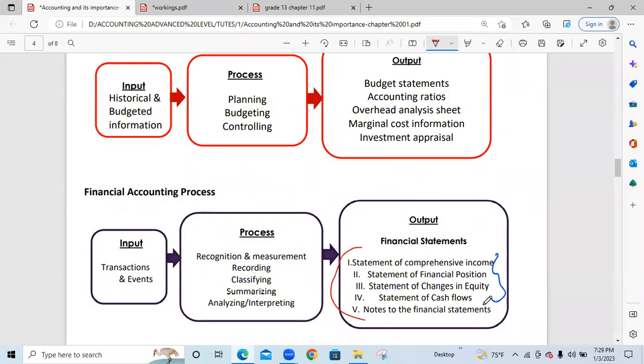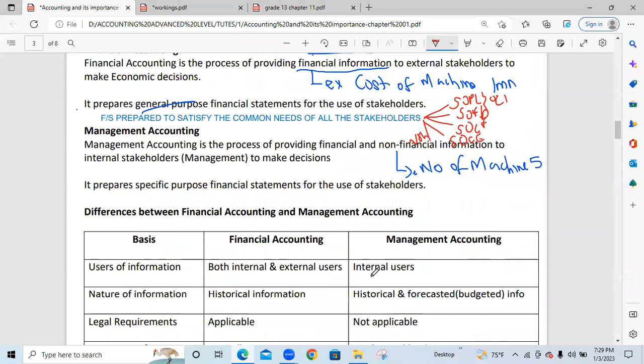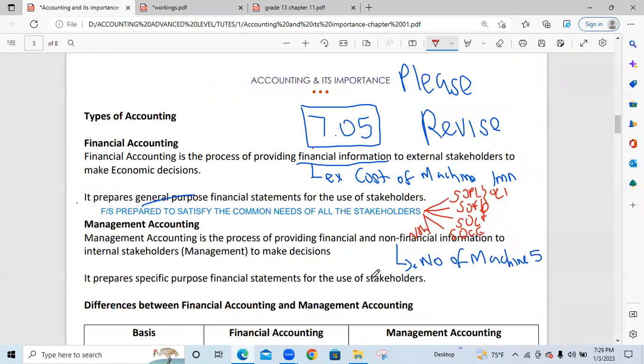I gave it in short term because it's given in the tutor. Okay, so guys, these are the general purpose statements. Where will you find them? Now guys, I want to find a general purpose financial statement. How can I find it?